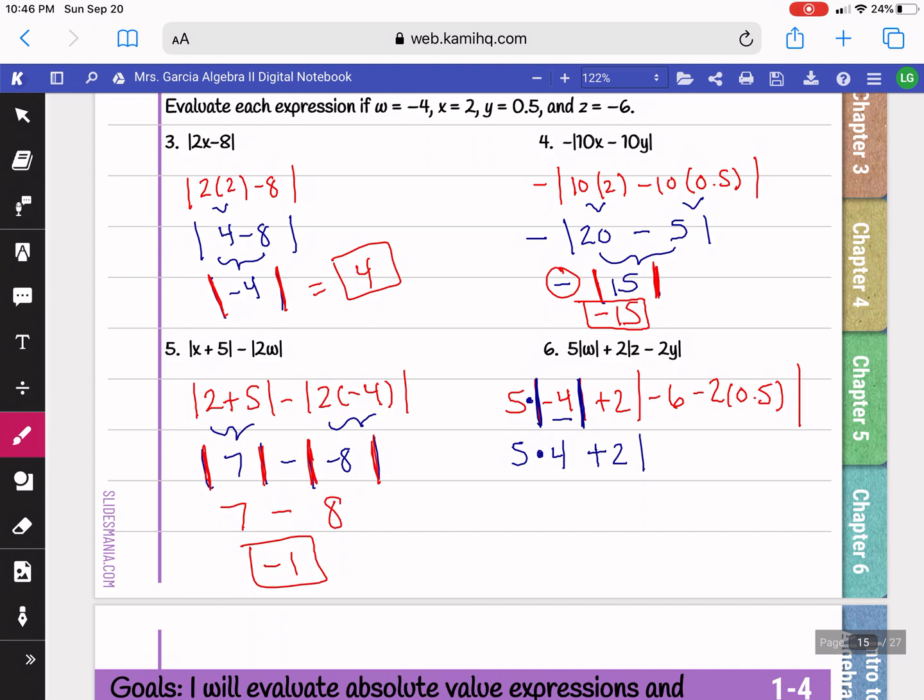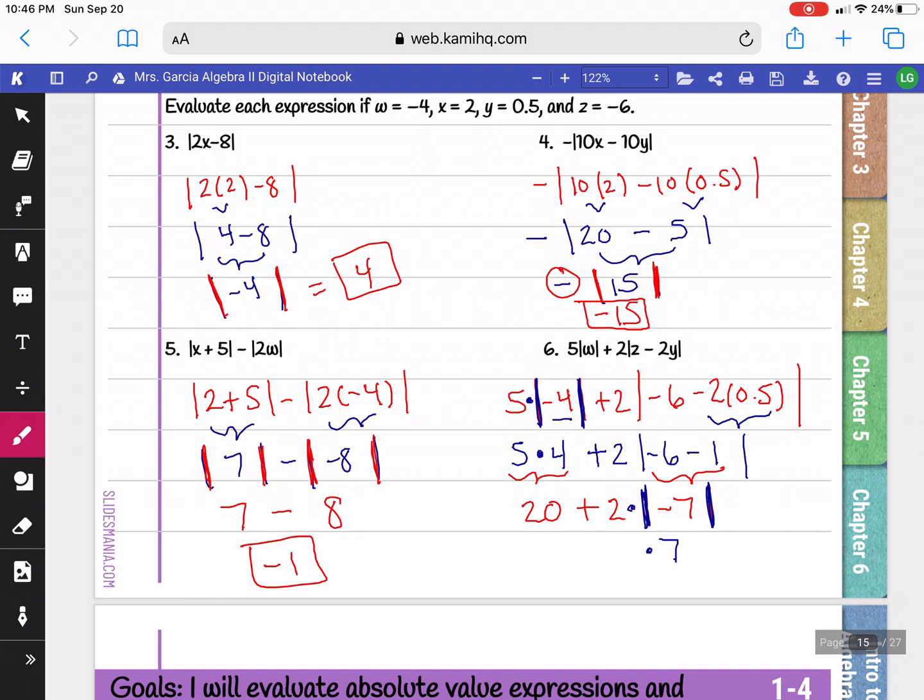In this absolute value, there's a lot of terms. If you're using PEMDAS, we need to multiply first. So 2 times 0.5 is 1. Here, 5 times 4 is 20. I want to make my absolute value smaller. So negative 6 minus 1 is negative 7. And now I can actually take the absolute value of negative 7, and that becomes a positive 7.